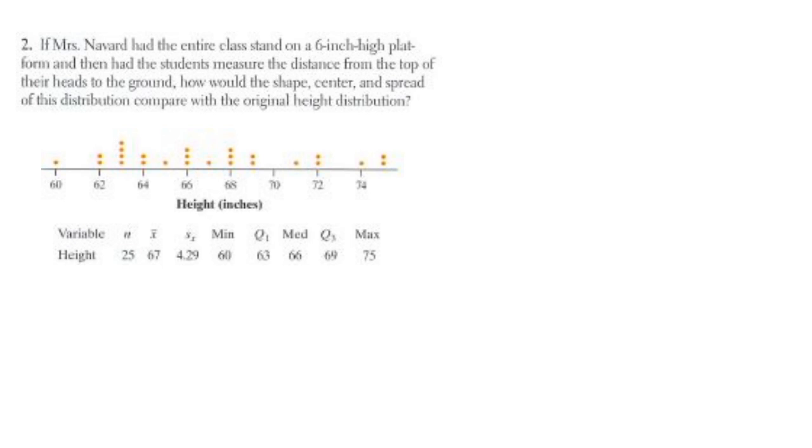Again, focusing on our distribution here. In this case, if you need to, maybe draw yourself a little picture. She had the students stand on this platform, and they measured from the top of their head all the way down to the ground. So basically every measurement is inflated by 6 inches. What it's asking here is how would the shape, center, and spread of this distribution compare with the original height distribution? Essentially, I've added 6 inches to everything.